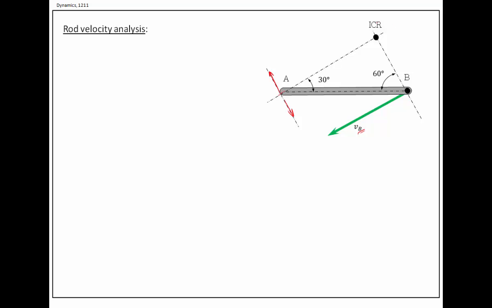This gets this ICR right here, which we could find just by taking the angles that we were able to establish from the geometry, and we're able to find this distance right here. So we're finding that right there, and if you take a look at the velocity of B, you can see that it has to rotate clockwise about that ICR, and therefore you're going to be able to tell that the velocity of A is going to be climbing up the wall.